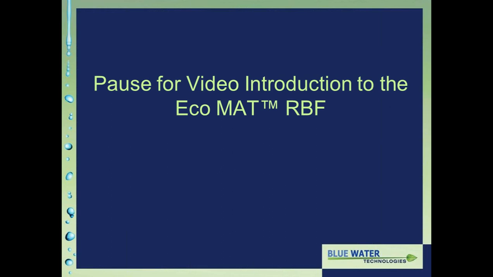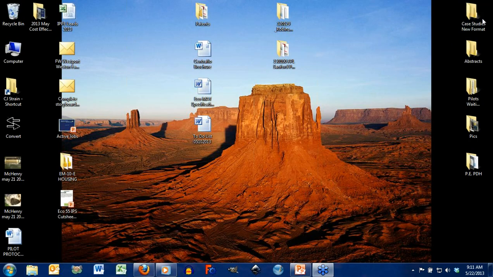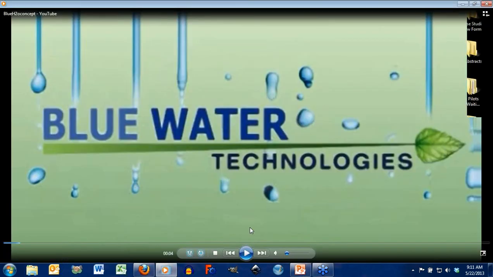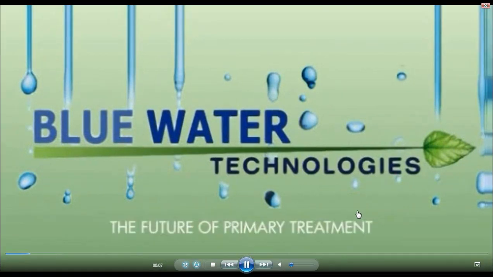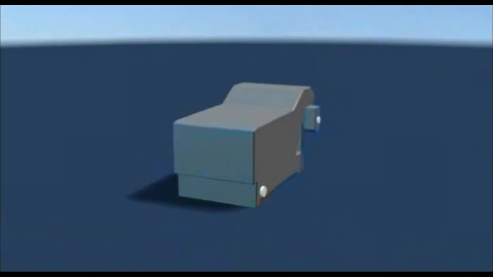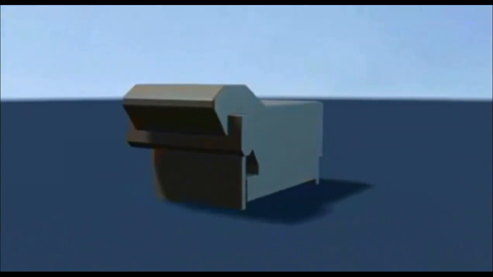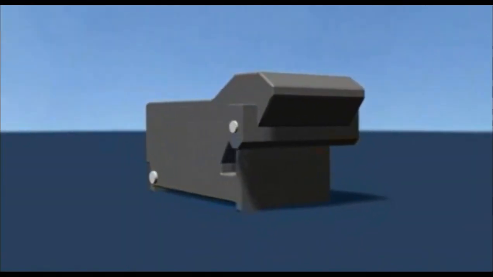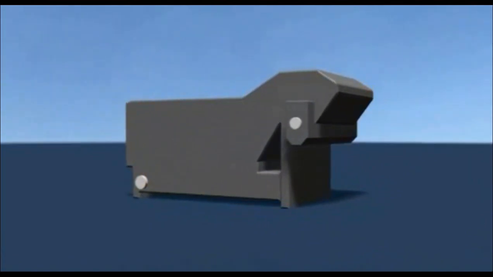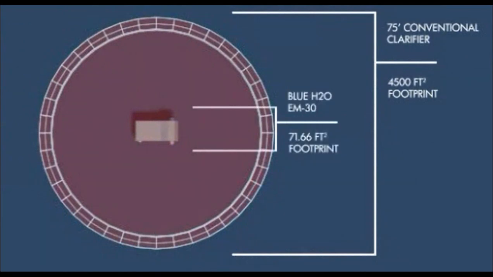I'm going to pause here and introduce you to more of the product, the aspects of the product and the product line that Blue Water offers for this scenario. So this video will begin with our largest single unit, which is a 3.5 MGD treatment capacity unit. And again, in a lot of combined sewer overflow scenarios, this might be installed in a concrete channel, which I'll get to later. But compare it to a conventional clarifier.